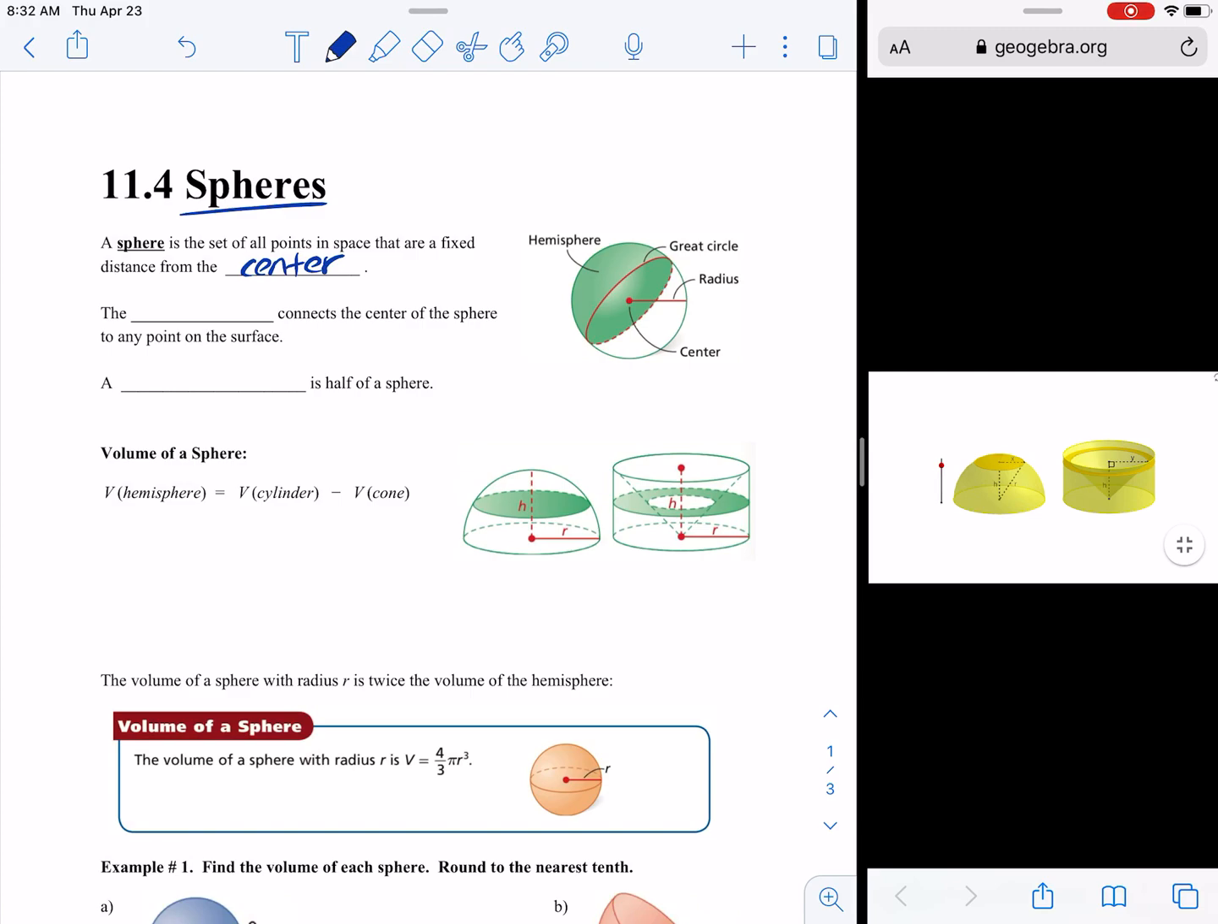The radius connects the center of the sphere to any point on the surface. And then half of a sphere we call a hemisphere. Right, and using this vocabulary, we're going to come up with the formula for the volume of a sphere, similar to how we found the volume of a pyramid and a cone, which was just a third of the volume formula for prisms and cylinders.